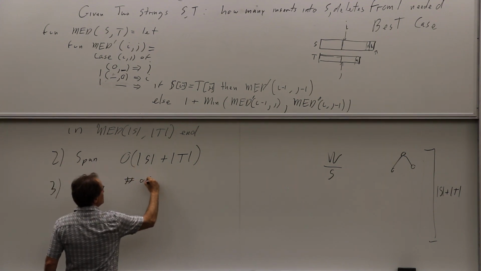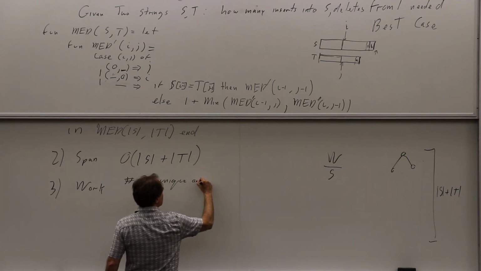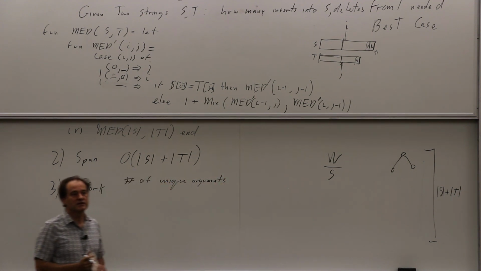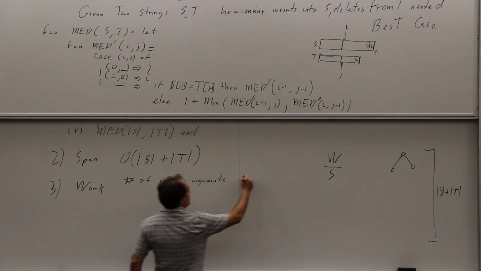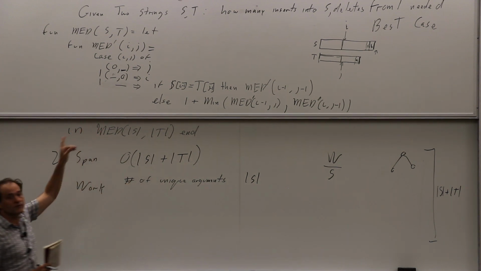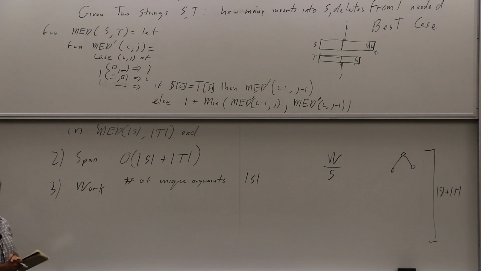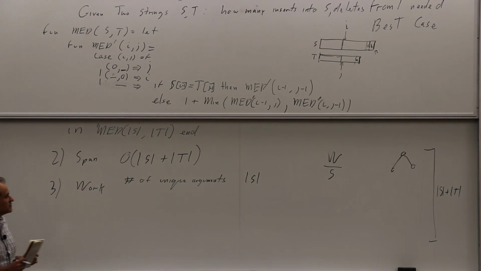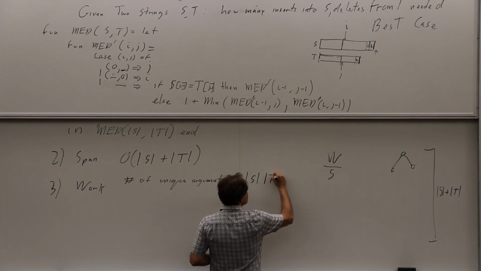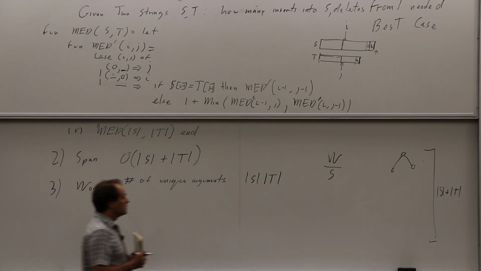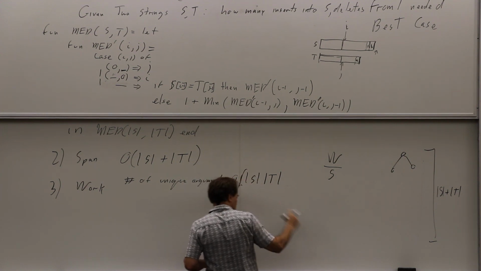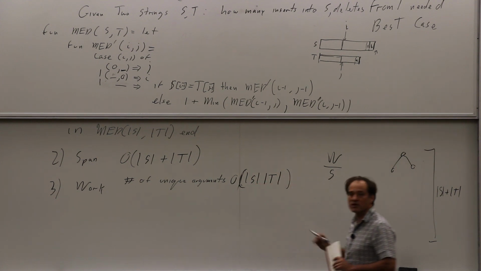So we have the number of unique arguments. Can someone tell me how many different arguments we can have to the function here? The size of T, because it's the same thing for the second one, J. J ranges between 0 and the size of T. I'm going to put an order, because technically it's +1 and +1.